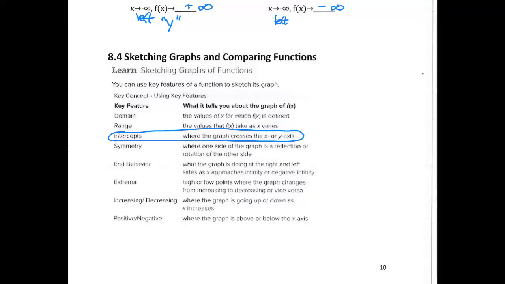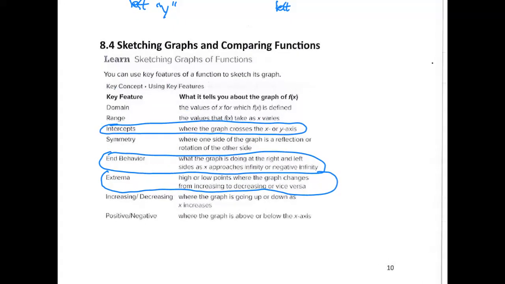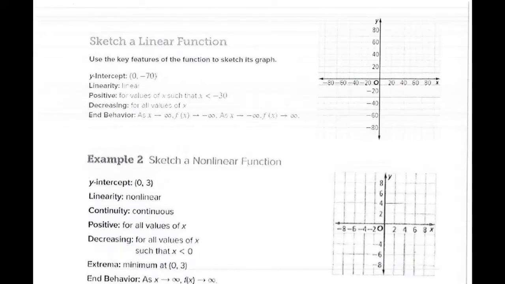All right? End behavior is also important. And finally, the extrema. So those three parts that they explain to you in a sketch are very important. The intercepts are going to be specific points. The end behavior tells you whether or not your graph is going to end up going up or down. And the extrema is going to give you some actual points also. So intercepts, end behavior, and extrema. All right, let's turn the page.